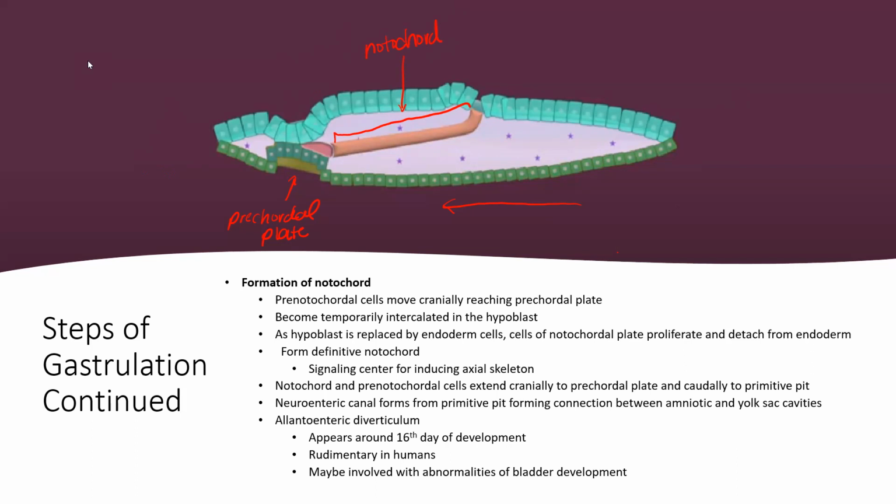And this is important because it is the signaling center for inducing the axial skeleton. Notochord and prenotochordal cells will then extend cranially to the precordal plate and caudally to the primitive pit. So this is the caudal, again, primitive pit over here, and cranial.